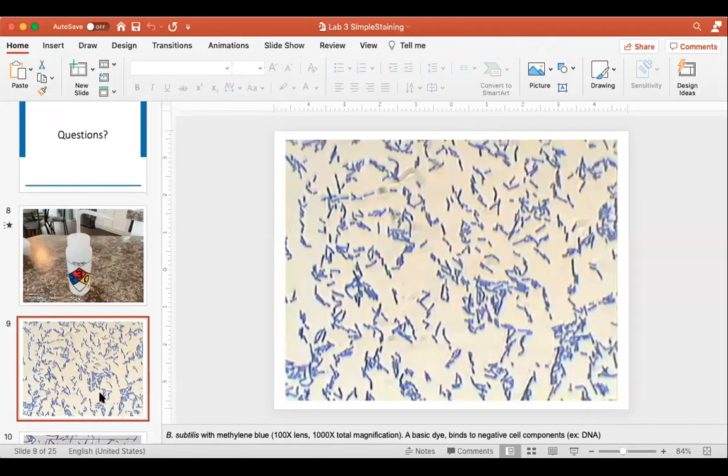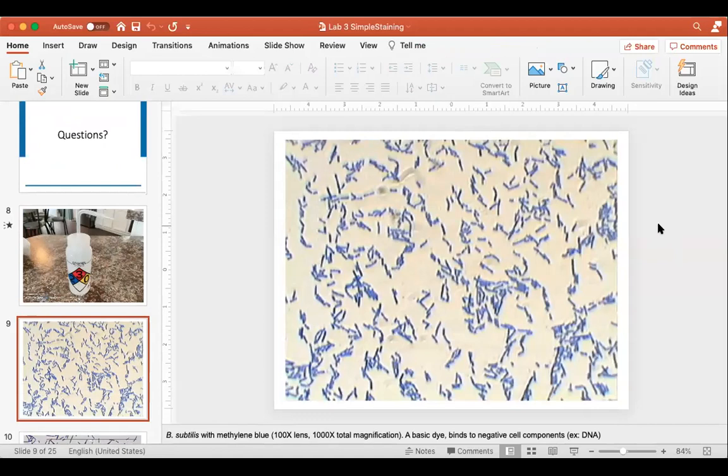All right, I'm going to bring us back in now to our slides. And now we'll take a few minutes and look at some stained slides. This slide was actually the result of the slide that I made in the video. So remember, this organism is called B. subtilis, and it was stained with methylene blue. And this is what it looked like when I put it under the microscope.